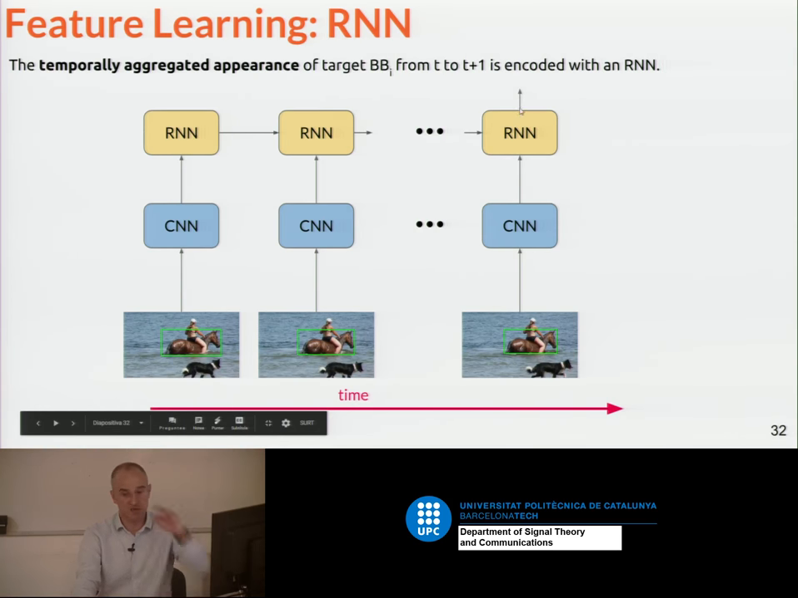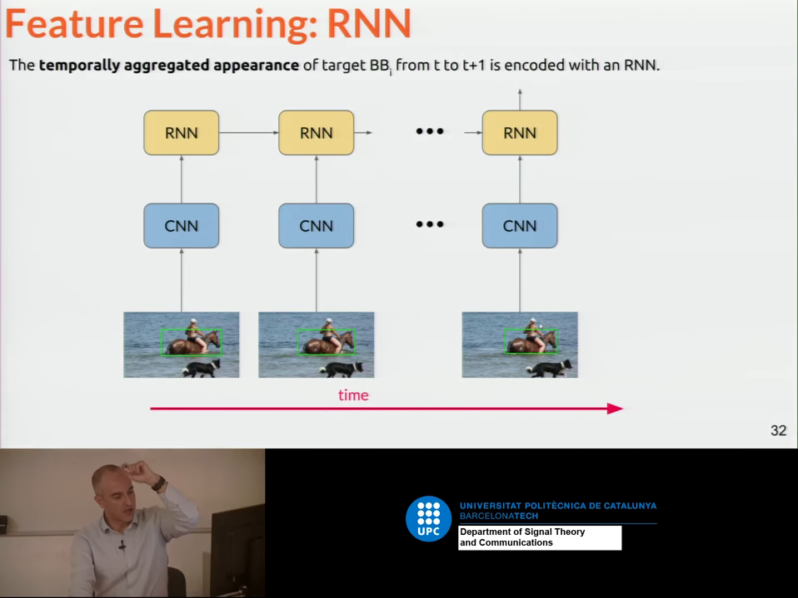This feature hopefully represents the whole temporal evolution of your object. Yeah, and then you have a feature that will be useful for something else. But with this feature, you are encoding the sequence, the temporal evolution of your object. That's the important thing.